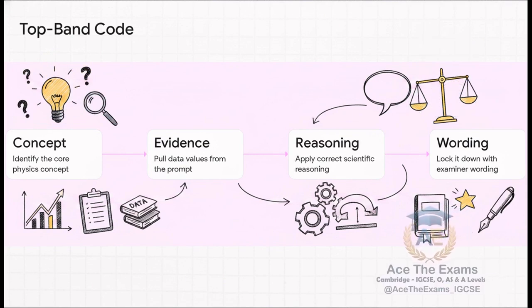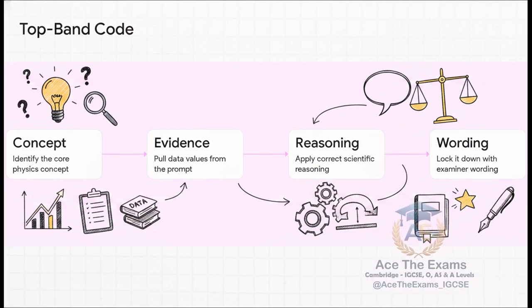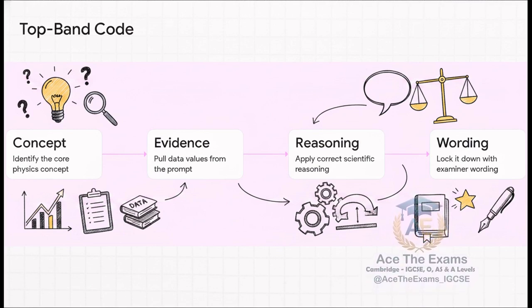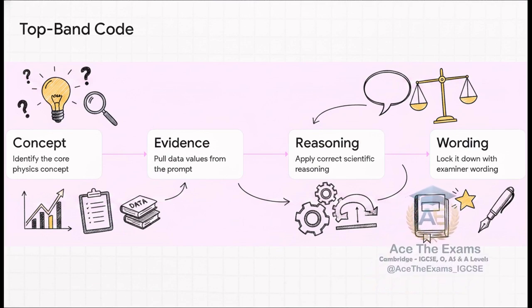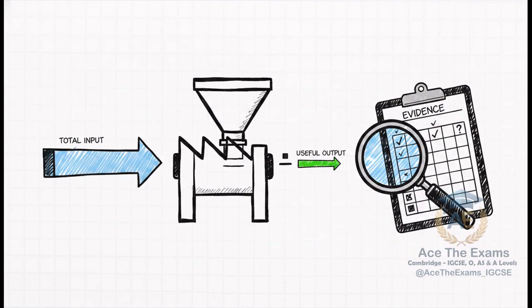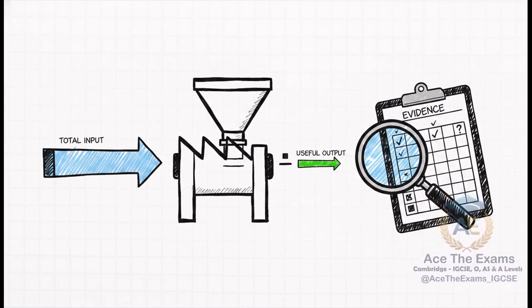Step 1, identify the concept. Step 2, pull the evidence or data straight from the prompt. Step 3, apply scientific reasoning to connect the data to the concept. And Step 4, lock it down with precise examiner wording. Let's take this framework and apply it to that painful mistake we saw at the very beginning of this explainer. Let's move to Step 1 and 2 and see how this builds.